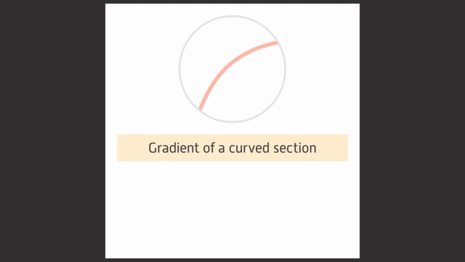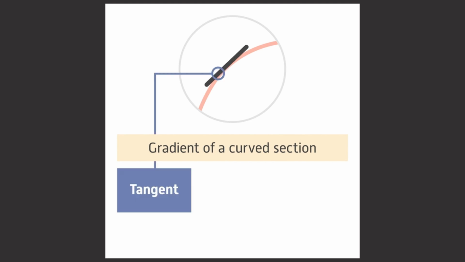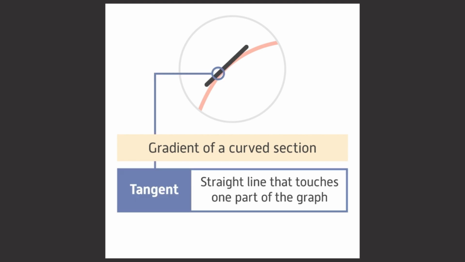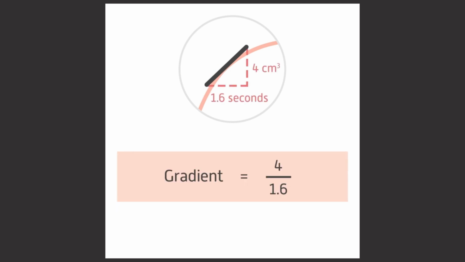To calculate the gradient of a curved section of the graph, you need to draw a tangent. A tangent is a straight line that touches one part of the graph. The gradient of the tangent is then calculated. In the example shown in the image, the rate is 4 divided by 1.6, which equals 2.5 cubic centimetres per second.